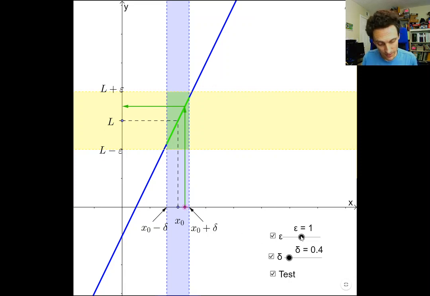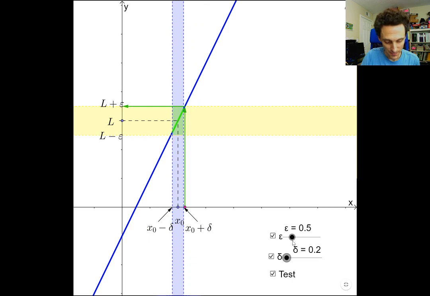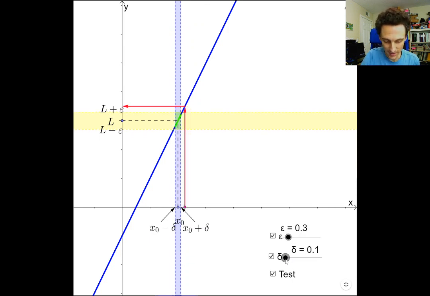So just to run through this one more time though, if we had chosen a smaller epsilon, we would want to make delta even smaller, so that we can get as close as we like to this limit L by picking x values that are close enough to x naught. Therefore, the limit as x approaches x naught is equal to L in this case.